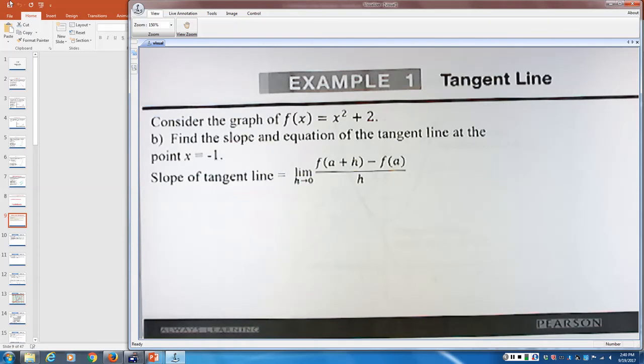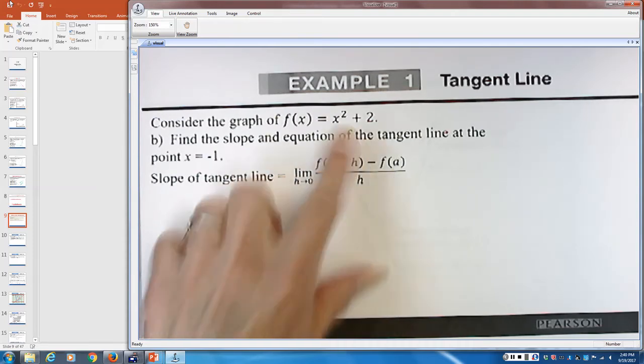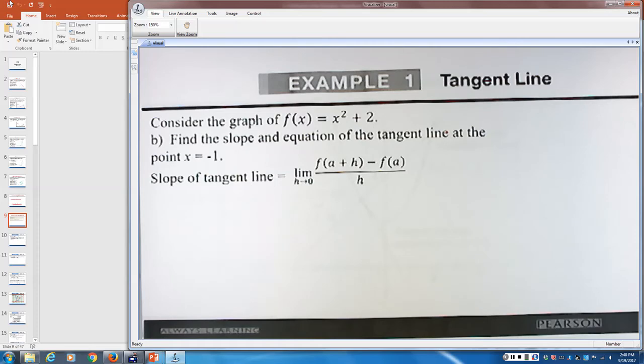So now we're going to move to this idea. Consider the graph of f of x equals x squared plus 2. Same one we just looked at.